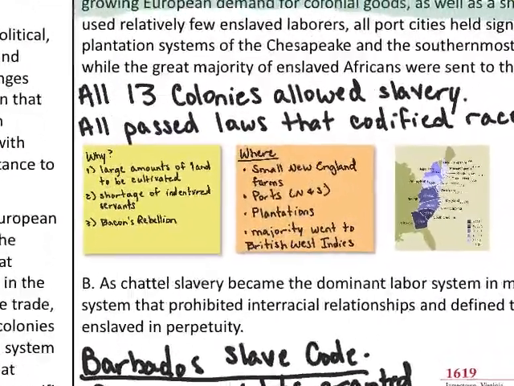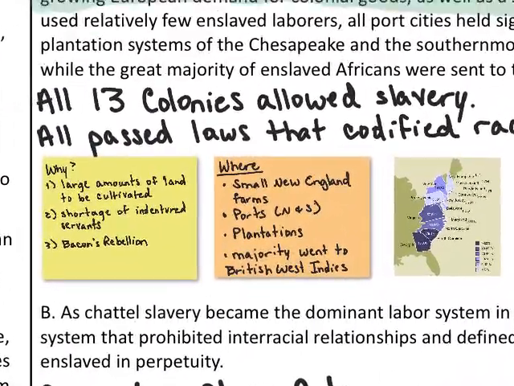So why? First, there's a large amount of land to be cultivated, and there is a shortage of indentured servants, with the difficulty of getting indentured servants to come to the colonies. After Bacon's Rebellion, which was a turning point for landowners, the landowners, the elite, the wealthy in the 13 colonies are going to turn to African slavery as their primary labor source. Slavery existed everywhere. It was in New England farms.